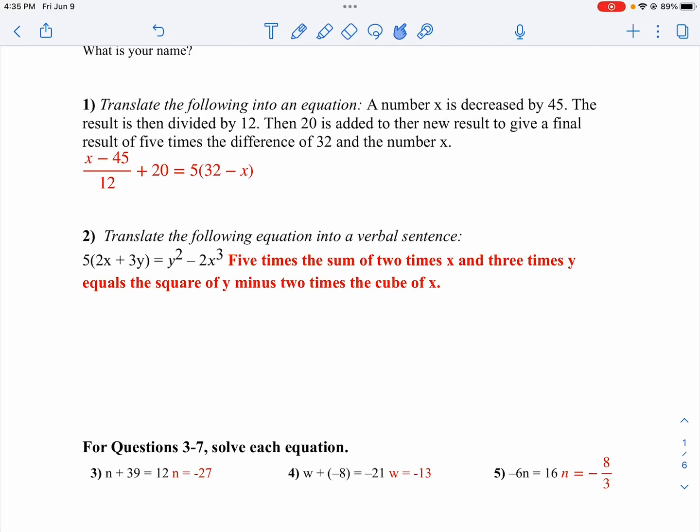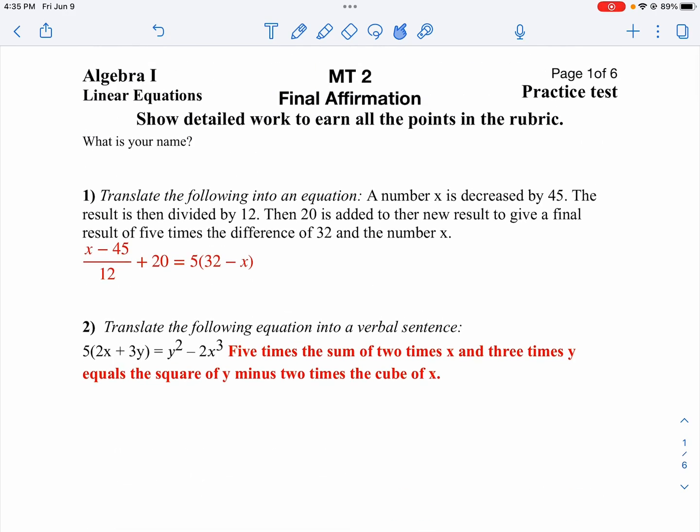Let's take a look at your practice test for Chapter 2. Don't forget your name. I almost forget that myself sometimes. Now, the first question, we want to translate something that's written in words into algebra.